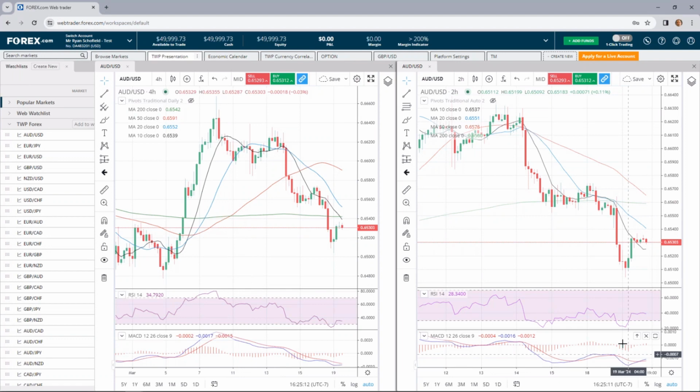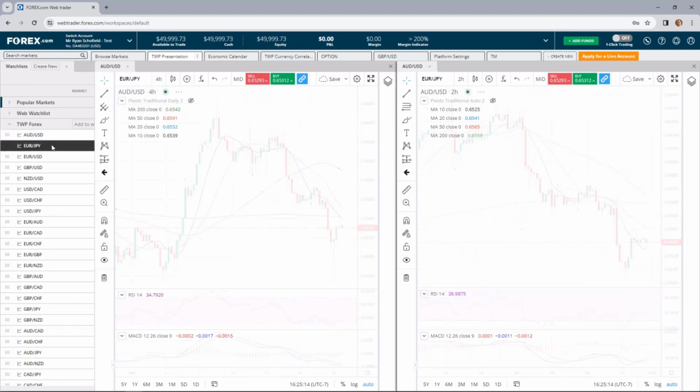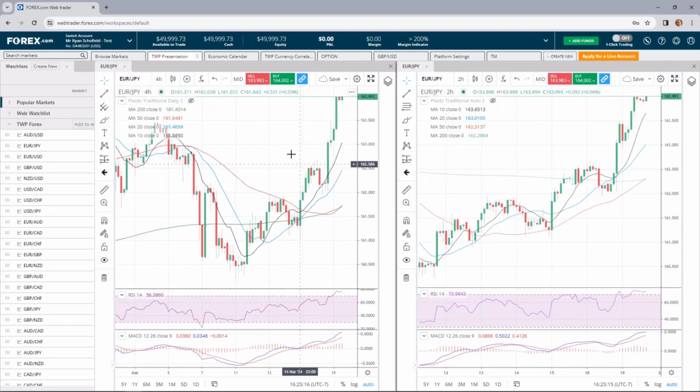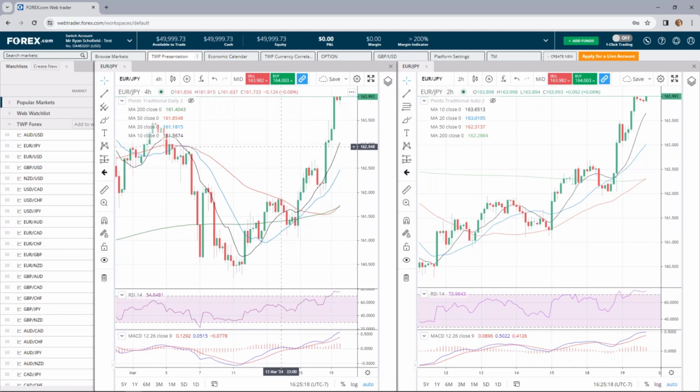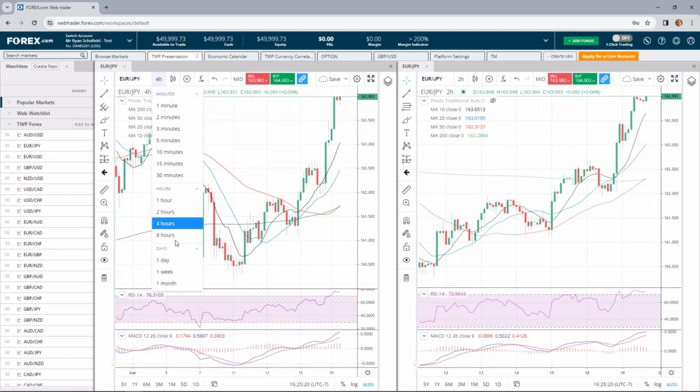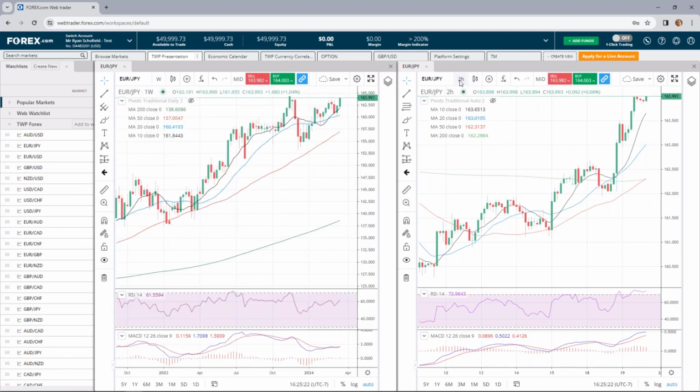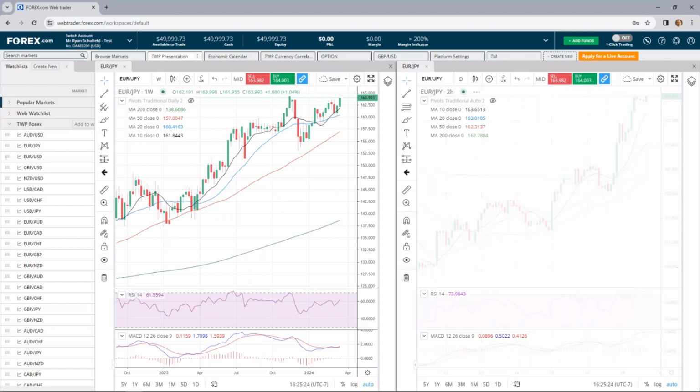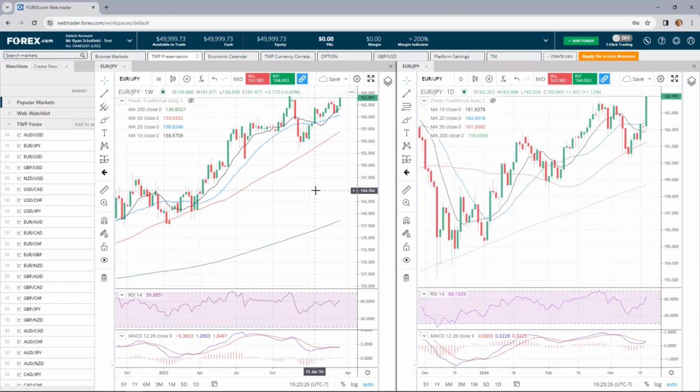Let's take a look at the euro yen, see what's going on there. I always like to start at the top, look at the weekly and the daily, and that gives me a good sense for what's going on, and kind of gives me my bearings on which way I want to be trading these markets. I always want to be trading in the direction of the higher time frame.